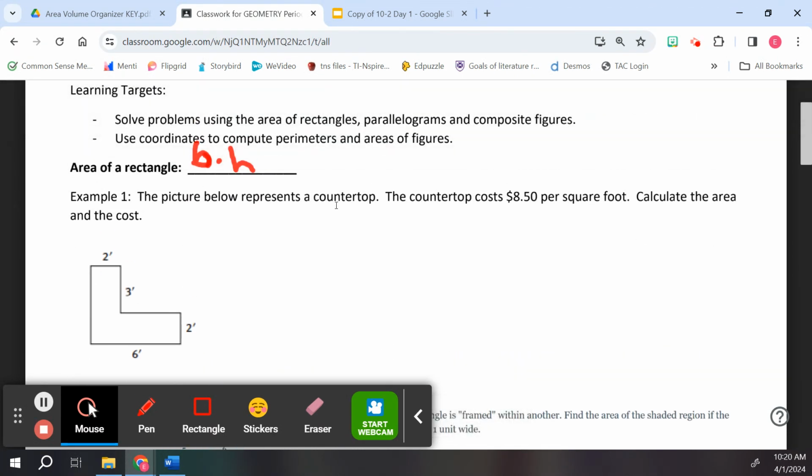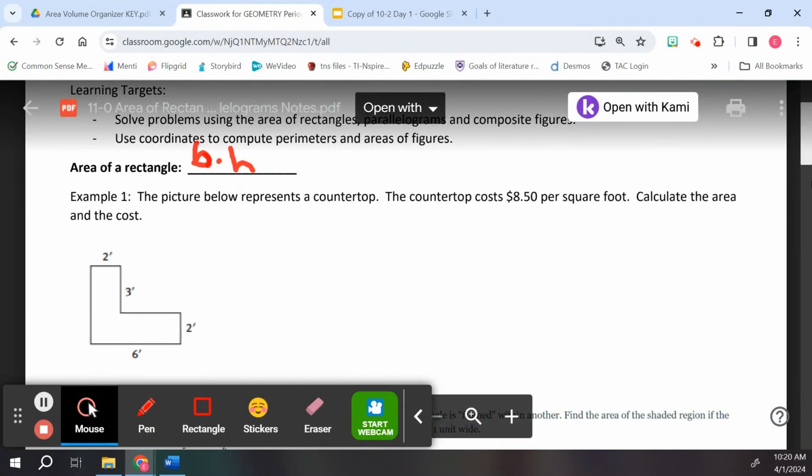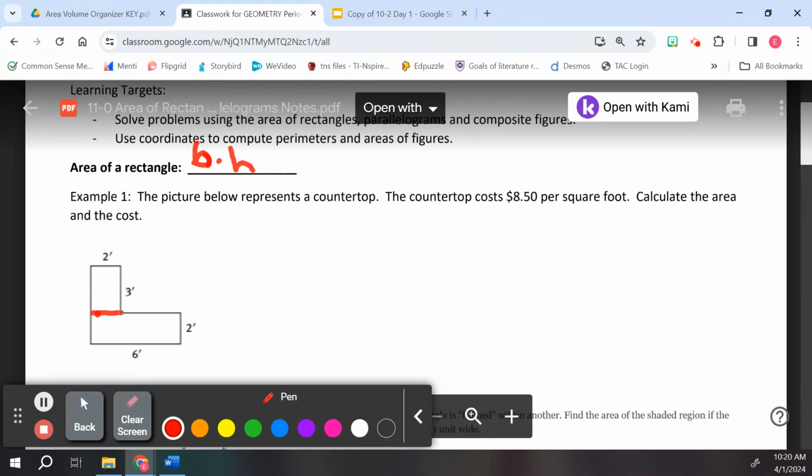It says the picture below represents a countertop. The countertop costs $8.50 per square foot. Calculate the area and the cost. Your best bet is to draw a little line either here or the other side. It doesn't matter which one you choose, but you're going to calculate each area. The area of this is base times height, so that's 2 times 3, which gives us 6 feet squared. And this rectangle in orange is 6 times 2, which gives us 12 feet squared.